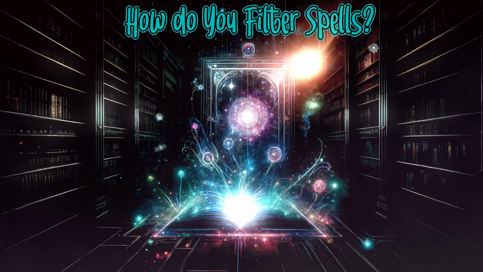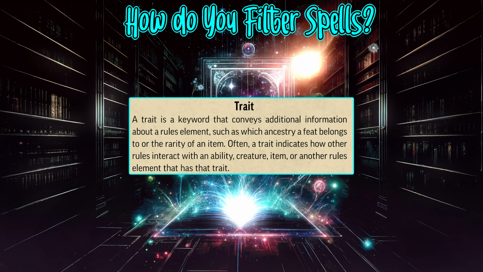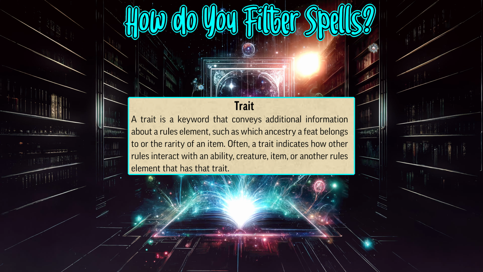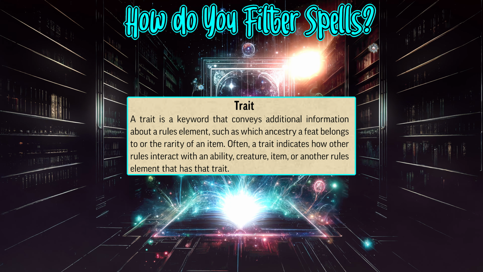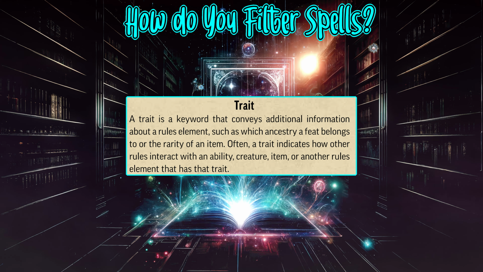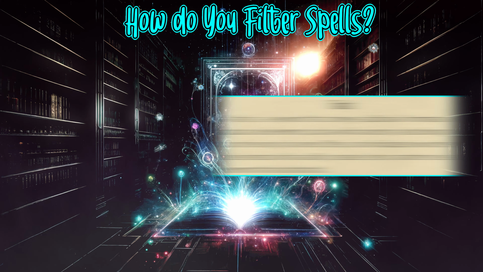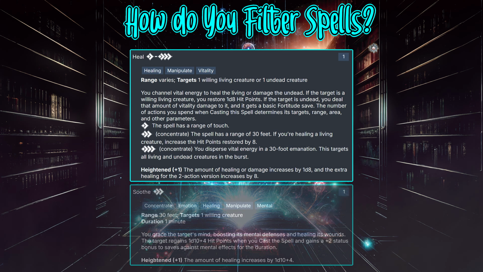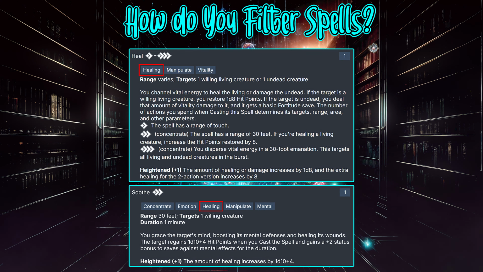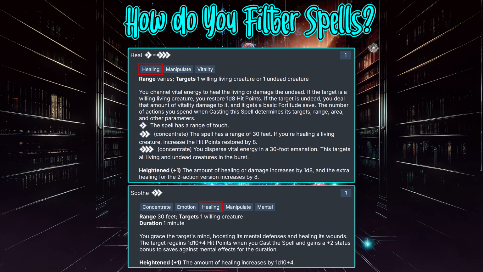Luckily for us, Pathfinder 2nd Edition has the trait system. Now, it's not going to be 100% foolproof, as some spells don't have traits that will help you narrow things down, but generally it's a decent way to go about filtering down spells when you have no idea what works for your class role. For example, if you look for spells with the healing trait, then you know that they are healing spells, and that's something that your healer class is probably going to make some use out of.